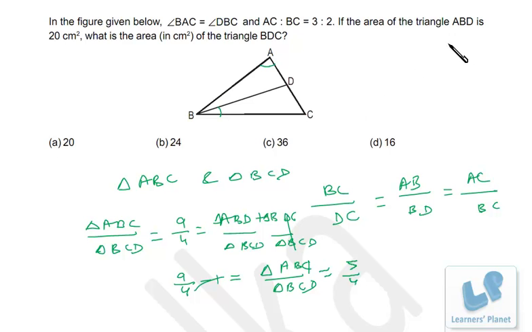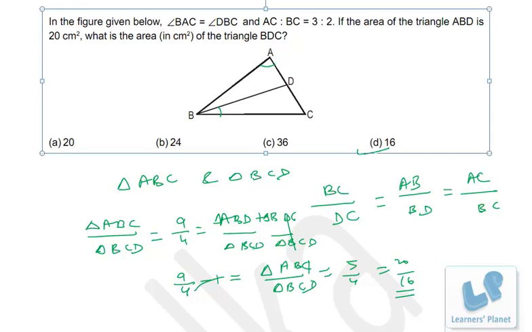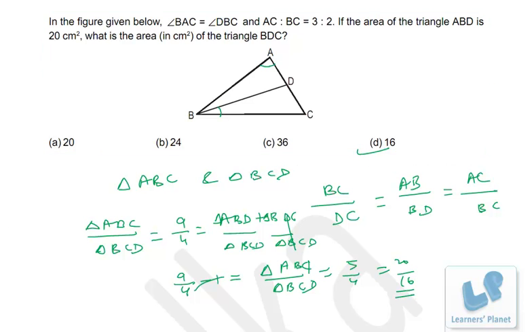Now area of ABD is given, that is 20, that means 5 is 20, that means 4 is 16. Okay, so your answer is 16. I hope you are clear. The concept of similar triangles has been used over here, and we have done so many problems based on the concept of similar triangles, right?